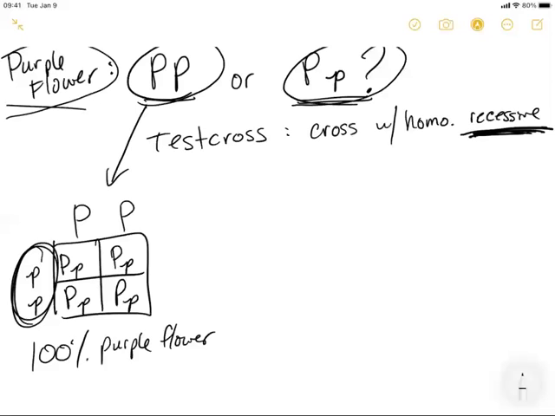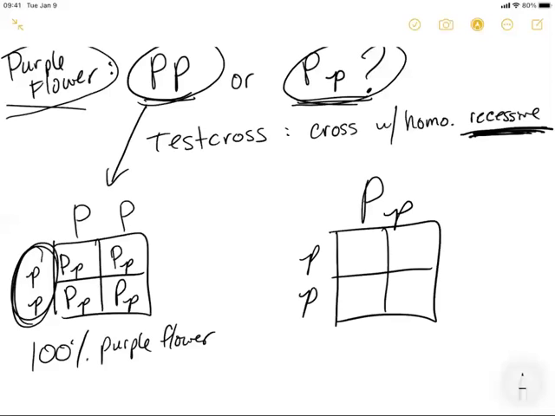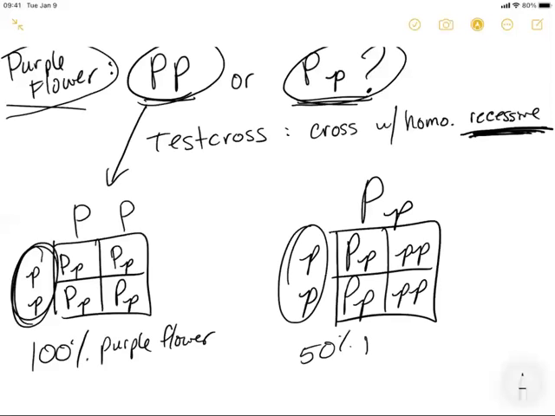But let's say the individual in question is heterozygous, then what would your results be? If you cross it with, again, a homozygous recessive individual, you would end up with a 50-50, wouldn't you? So you've got 50% purple and 50% white.